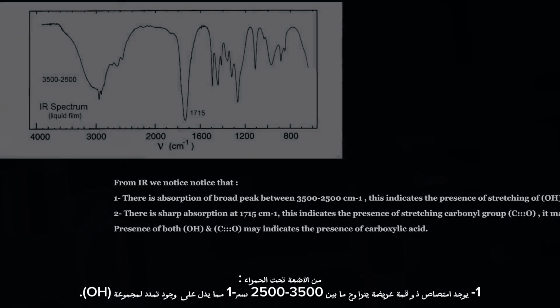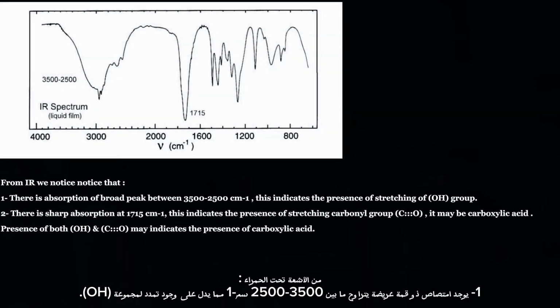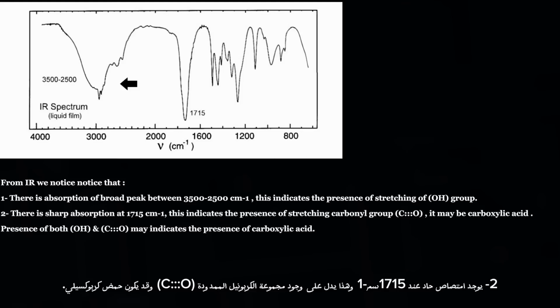Question number 2. Starting with the IR spectrum, we notice that: 1. There is absorption of a broad peak between 3500 and 2500. This indicates the presence of stretching of the OH group. 2. There is sharp absorption at 1715. This indicates the presence of a stretching carbonyl group. It may be a carboxylic acid. The presence of both OH and C=O may indicate the presence of a carboxylic acid.